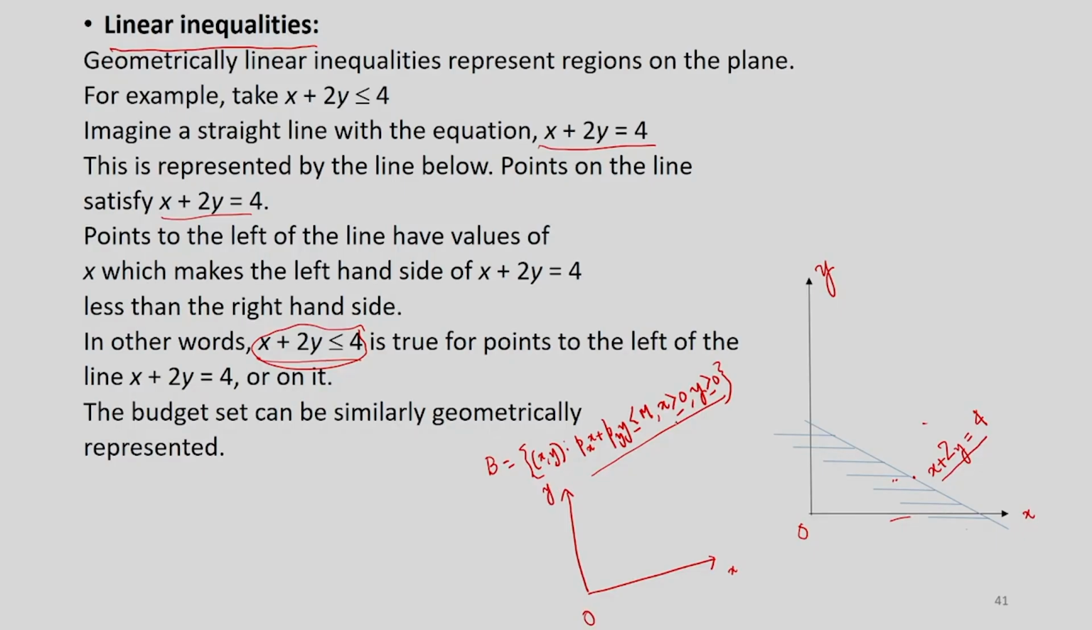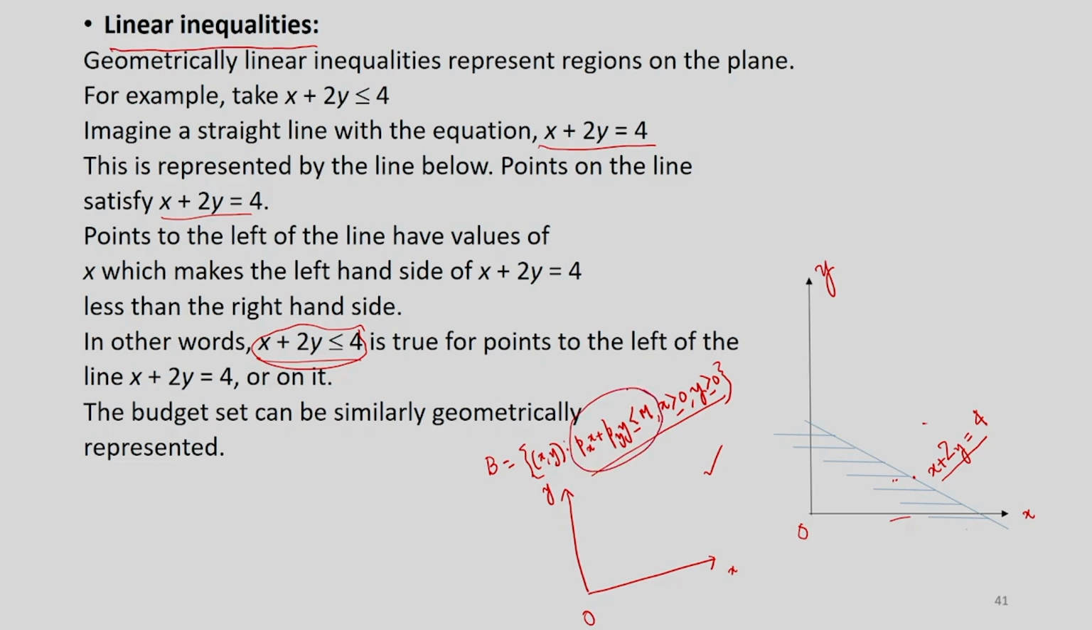Notice x should be greater than or equal to 0 and y should be greater than or equal to 0. That means we are going to be in the first quadrant only. So that has to be there. In the first example, x plus 2y less than or equal to 4, our x and y could have taken points from any of these quadrants. X and y could have been negative also, but here that is not allowed. So we have to be strictly in the first quadrant.